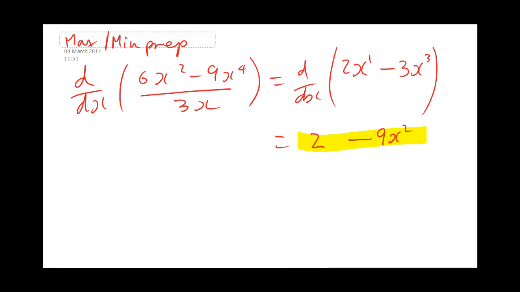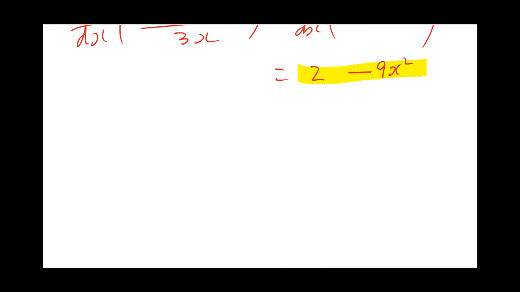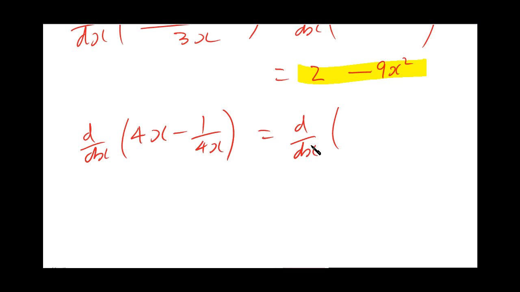Let's move down a bit. Give us some more space. So the next question we're going to look at is we're going to find the differential of 4x minus 1 over 4x. Let's just write that so everything's in terms of powers of x. 4x is fine, that's no problem. But this is the same as 1/4 times 1 over x. So that will become minus 1/4.